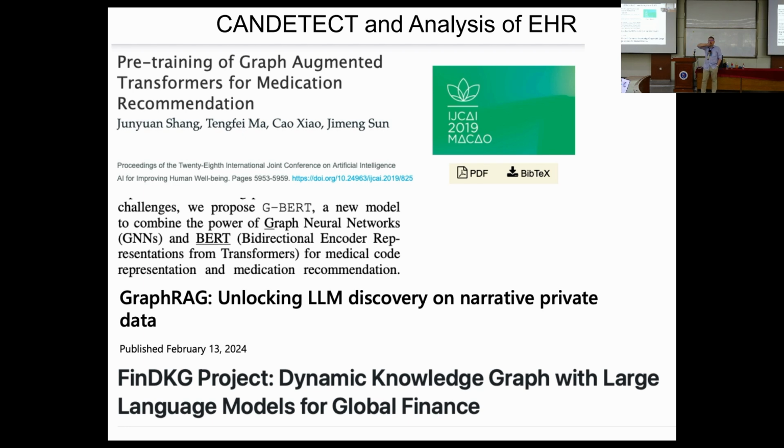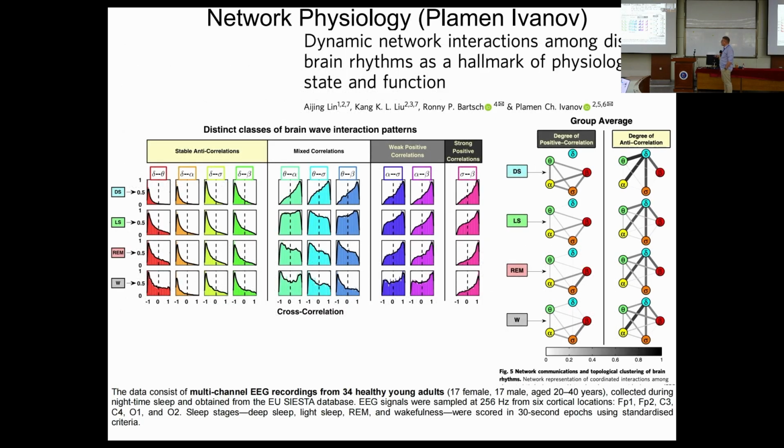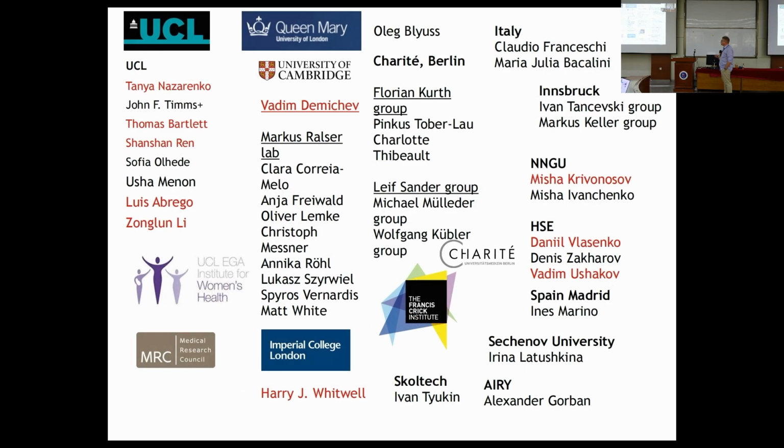I'm showing this just if you are interested in this collaboration, because also with Samara University, we have just prepared a paper about the same problem, analysis of electronic health records, for multiple sclerosis progression. At the moment this was based just on a BERT-based model, but again, I'm highly interested to use knowledge graphs or probably ARI graphs for this problem.